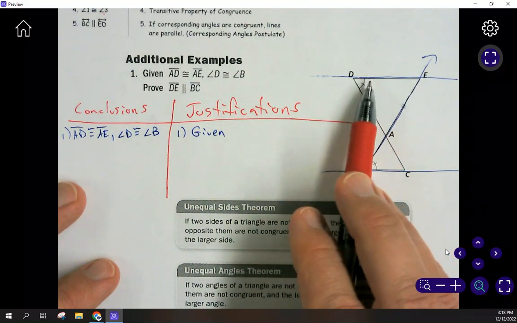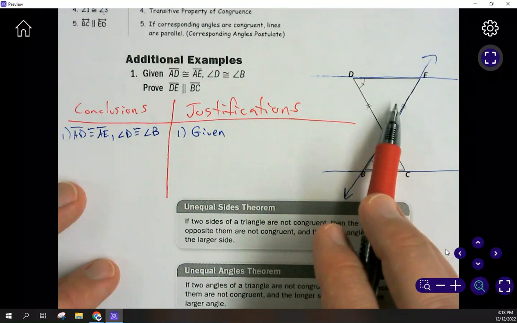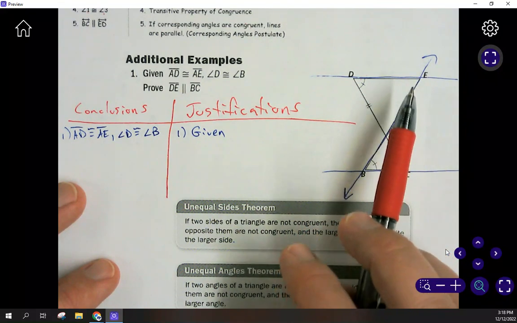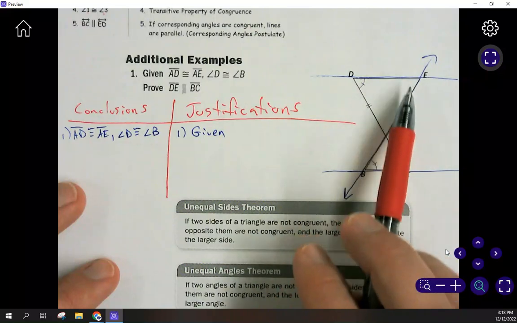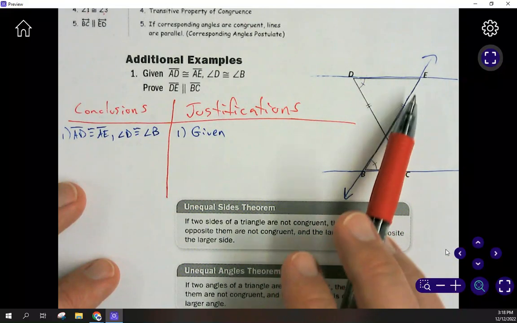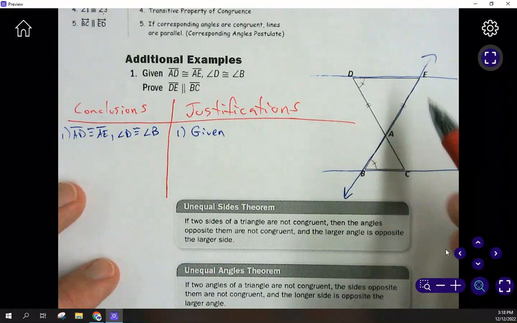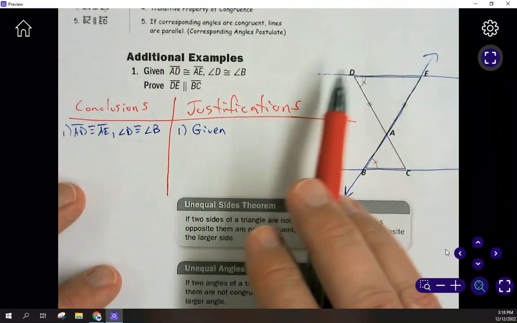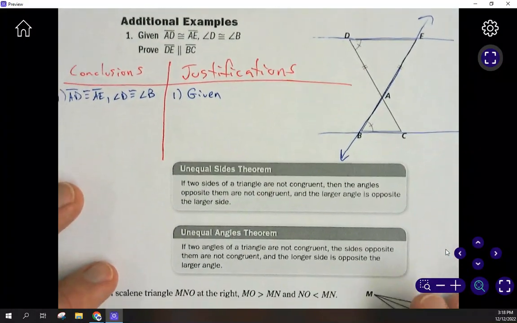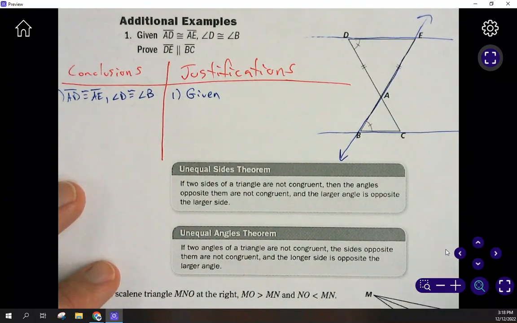So first thing we're going to do is show that these two are equal because it's an isosceles triangle. Okay, and then we're going to use the transitive property to show that these two are equal to each other. And once we know this equals this, because of your alternate interior angles, we can prove that these are parallel. Okay, so I just kind of ran out the steps there. Let's put them in the proof.